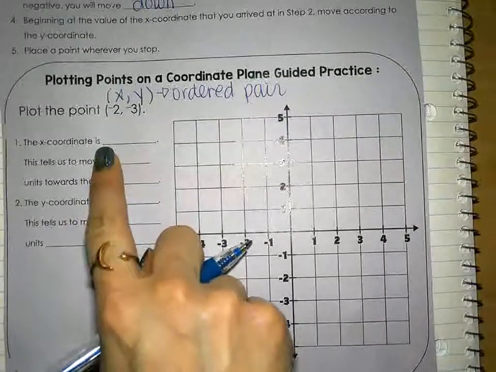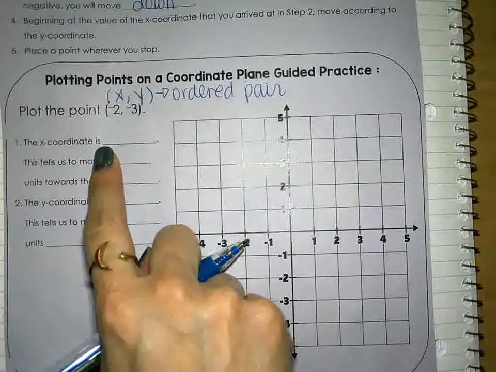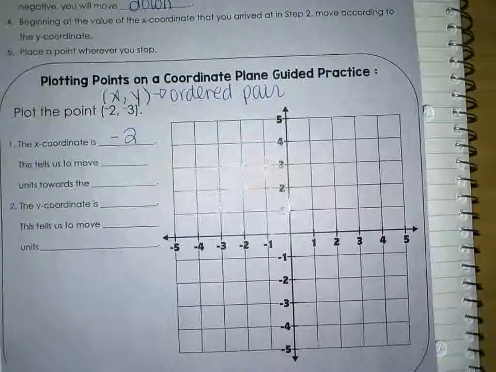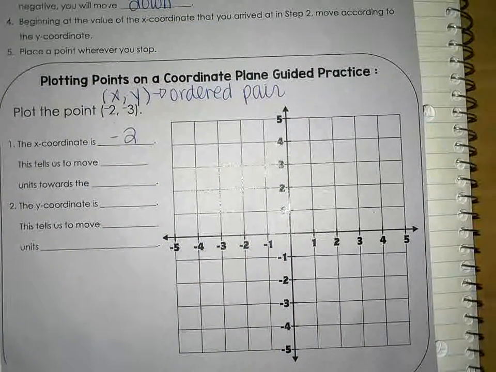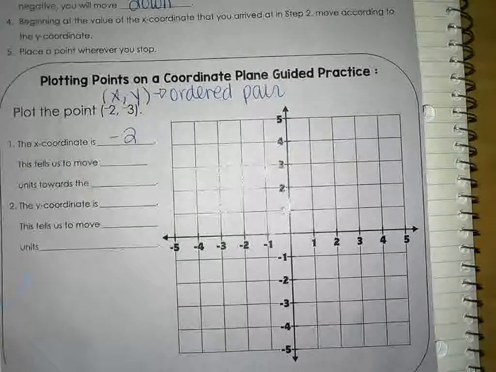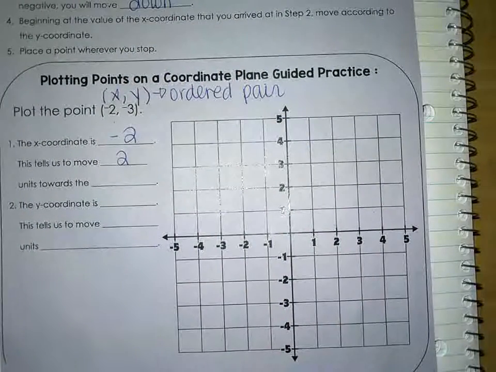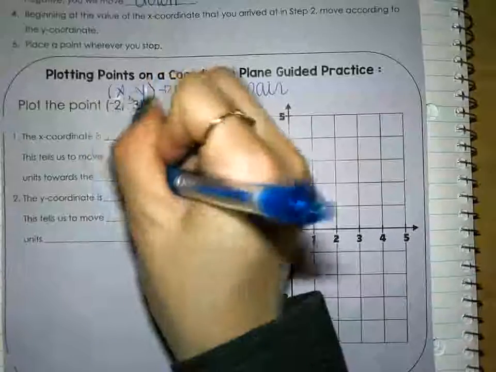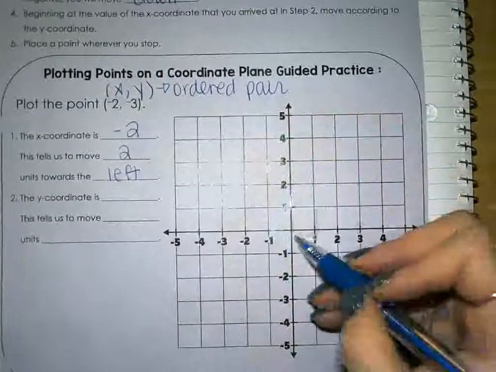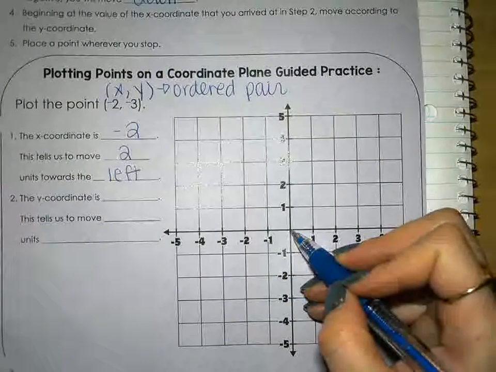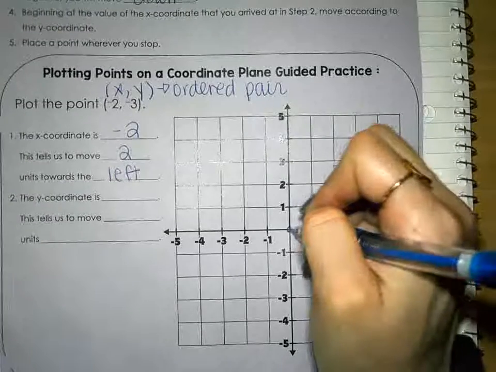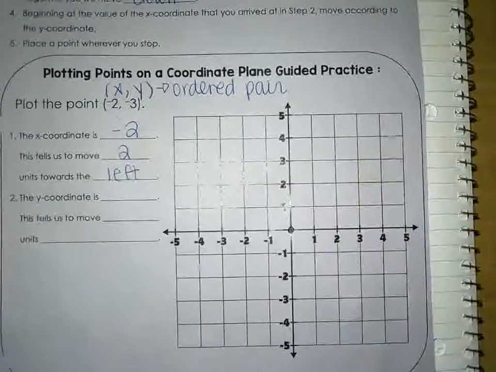So what's my x-coordinate? What is it, everyone? -2. My x-coordinate is -2. This tells us to move how many spaces? 2 spaces. What direction? Left. So I'm starting where? What's my starting point? Origin. The origin. So I'm going to start here, so I'm going to put a dot.